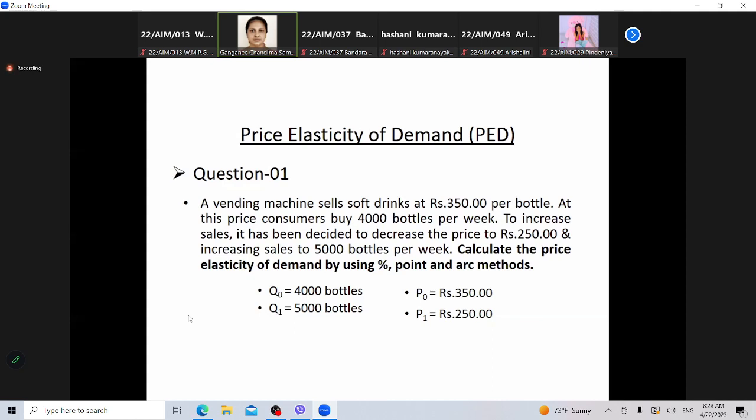Okay, so here first you need to take the percentage method. Okay, hope you all know the equation. Percentage change in quantity demanded divided by percentage change in price, multiplied by price divided by quantity. So here price and quantity, you have to take the initial prices and initial quantities. Then you have to write the percentage change in quantity demanded first. Let's say previous quantity is 4,000, now 5,000. Okay, from 4,000 to 5,000.